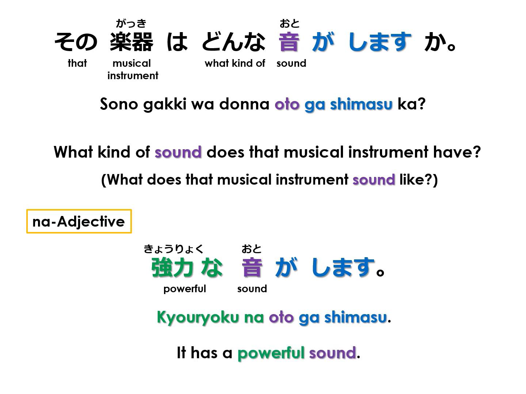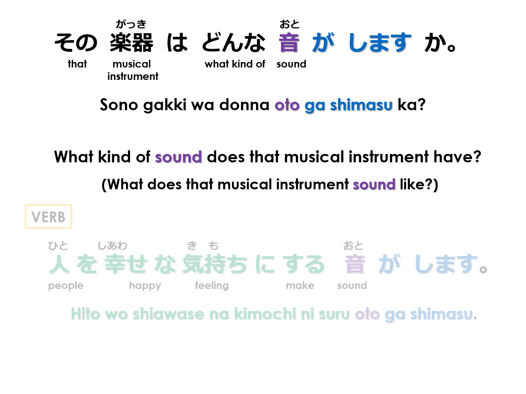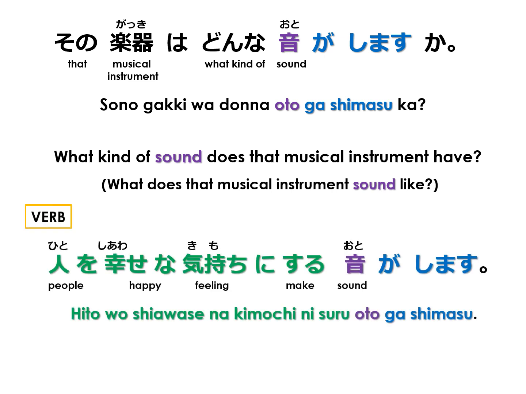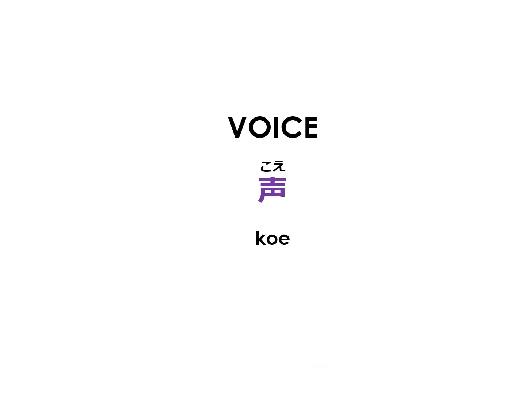And using a verb clause, we can describe the musical instrument as 人を幸せな気持ちにする音がします. It has a sound that makes people feel happy. Voice is 声 and 声がする means has a voice like.